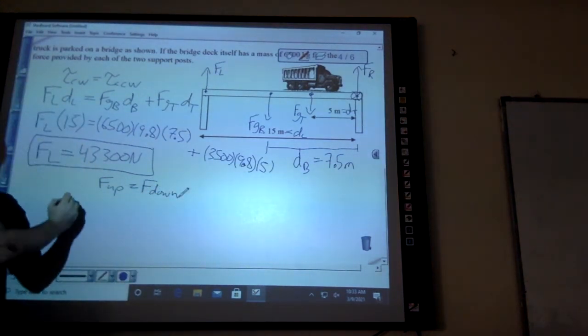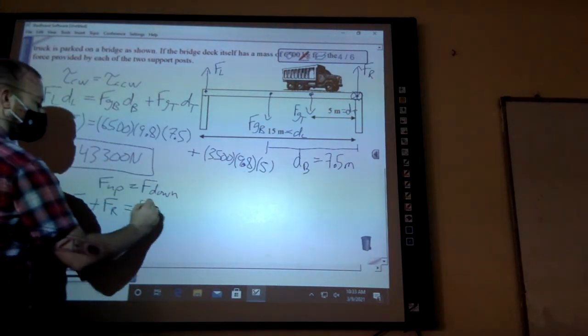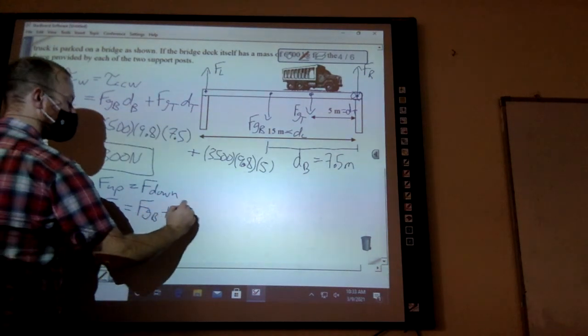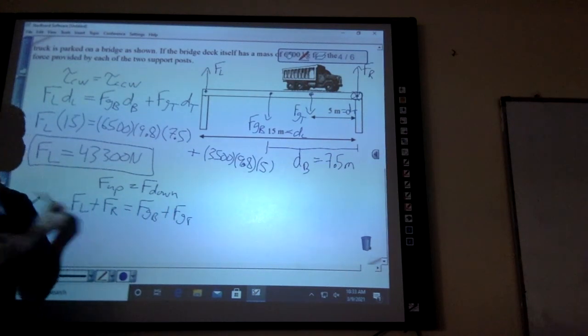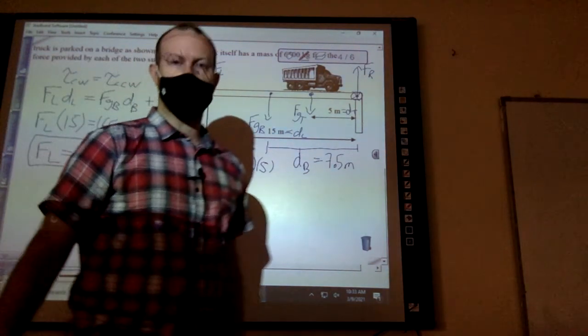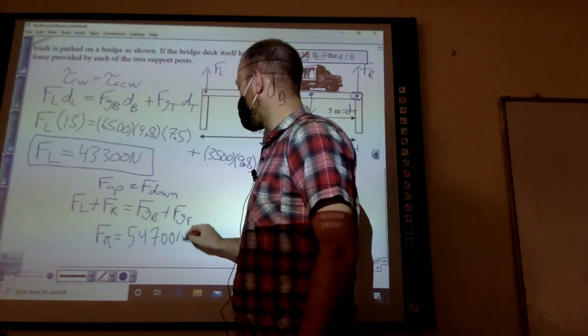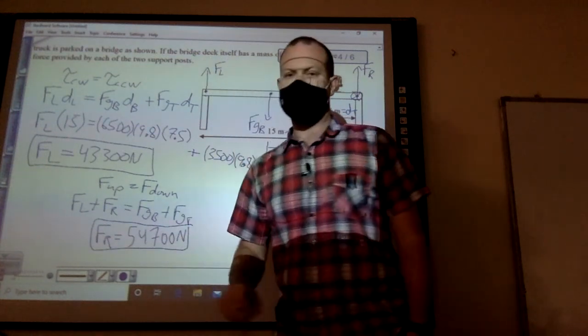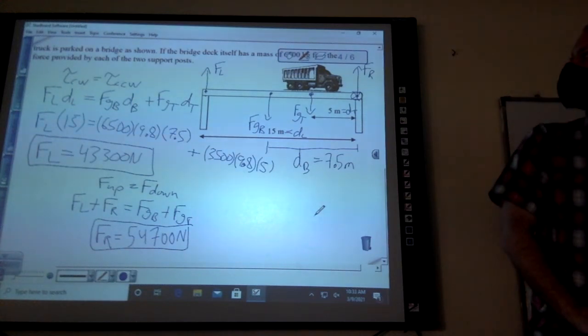And from here, it's pretty easy. So the forces up is just force left plus force right. Forces down, FGB plus FGT. So FR is just this plus this minus this. And because I don't want to write all those out, we've already solved for all these, I'm just going to write the answer. Because you guys are brilliant enough, I don't need to put in numbers. So this is how you go about solving this.